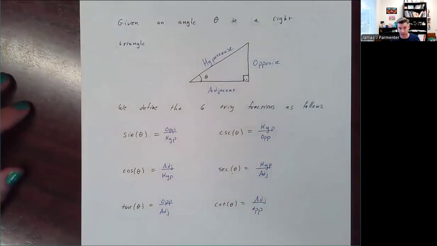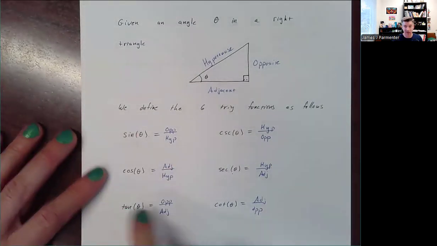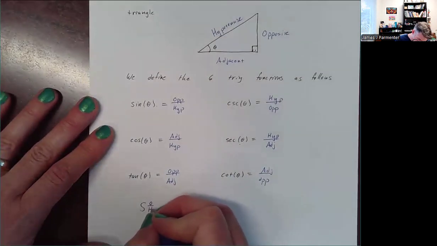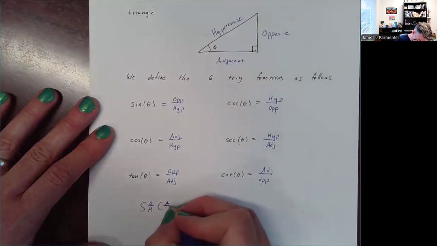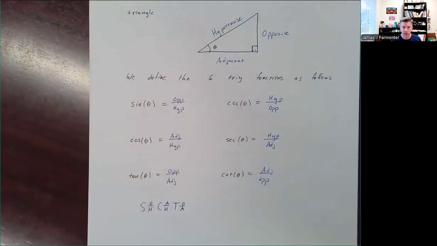You definitely should memorize these. Specifically, you should memorize these 3, for which there is a mnemonic device people use. It's called SOH CAH TOA. You have to emphasize the A sound there. Sine is opposite over hypotenuse. Cosine is adjacent over hypotenuse. Tangent is opposite over adjacent.